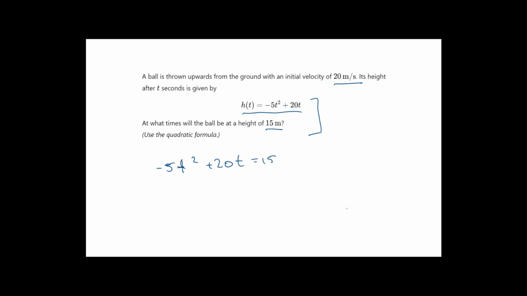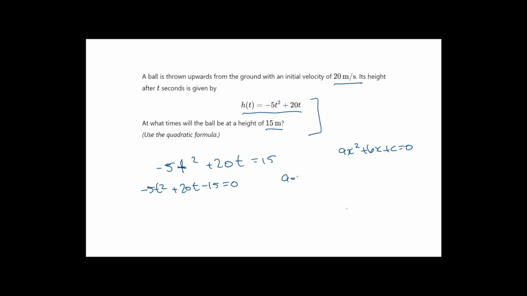And that's a terrible t. So we need it, and to use the quadratic formula, we need it in the form ax squared plus bx plus c equals 0. Otherwise, we can't use the quadratic equation. So let's bring this 15 over. So we've got minus 5t squared plus 20t minus 15 equals 0. And now we can go ahead and use the quadratic equation.